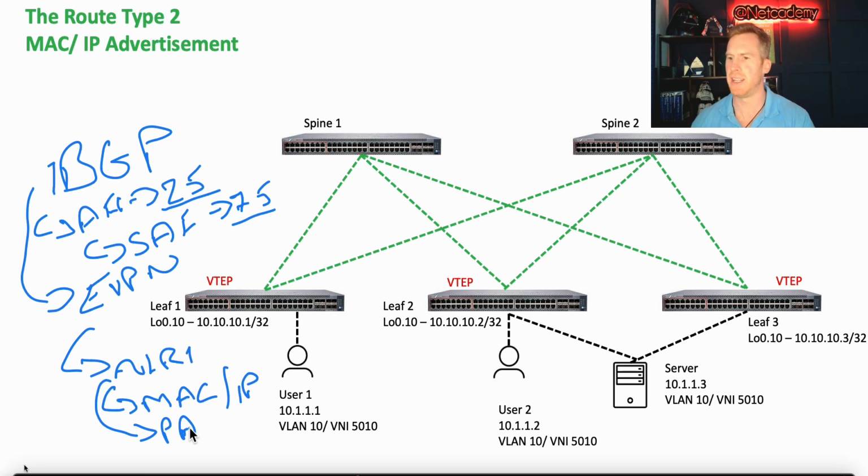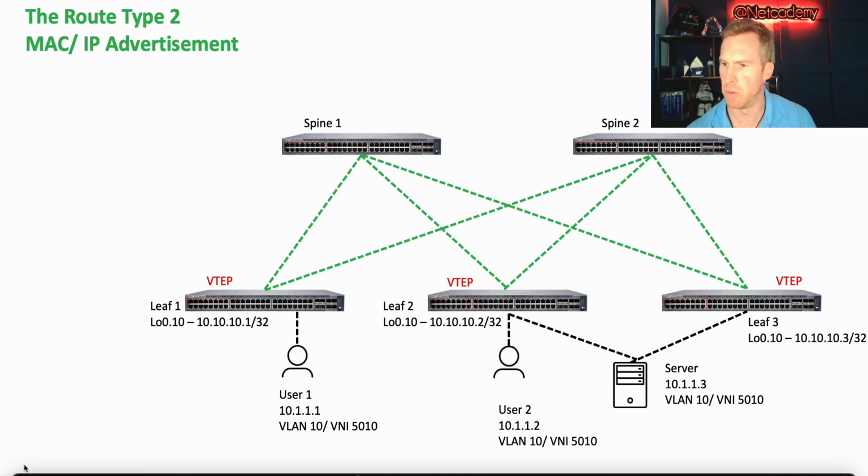And I just want to set the scene on what EVPN is from a very high-level point of view, and also what this network is that you're looking at before we go any further. So the network is very simple. We've got 2 spines, spine 1 and spine 2, and we've got 3 leaves, leaf 1, leaf 2 and leaf 3 over here. We've only got one user connected to leaf 1, and user 2 connected to leaf 2, and then we've got a multi-homed, or dual-homed, server that's connected to both leaf 2 and leaf 3.